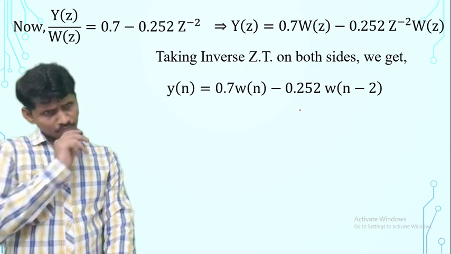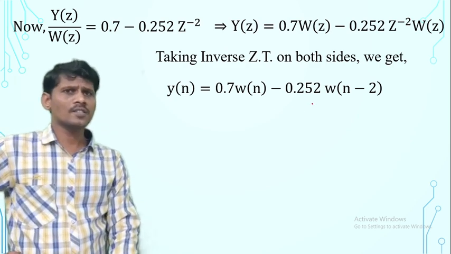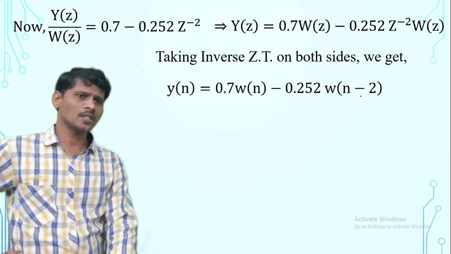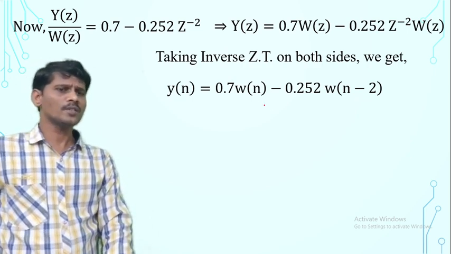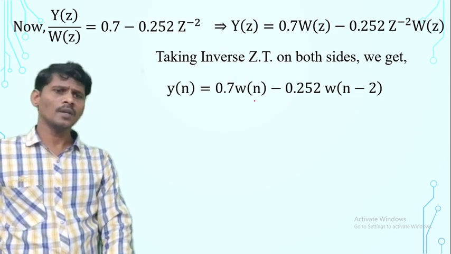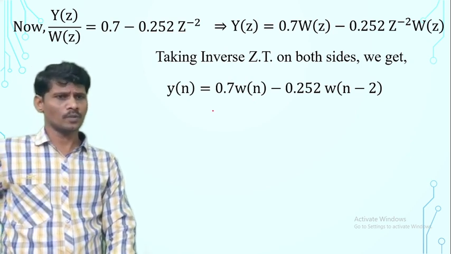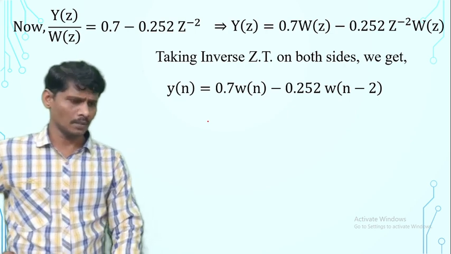This realization structure consists of two delay elements, that is w of n minus 2. And what is the input to this difference equation? W of n is the input and y of n is the output. So first, draw the delay elements.